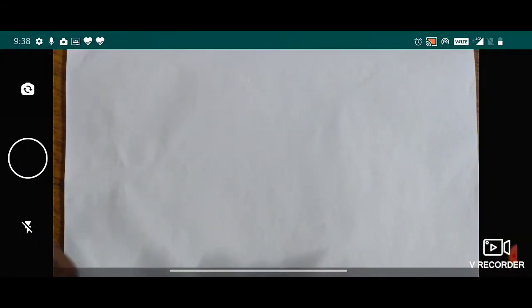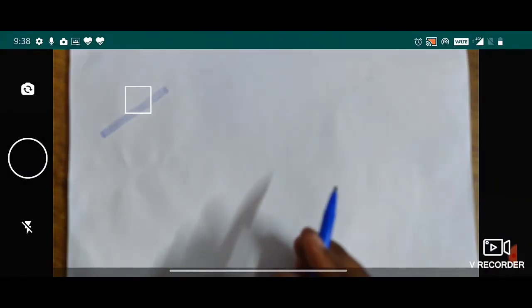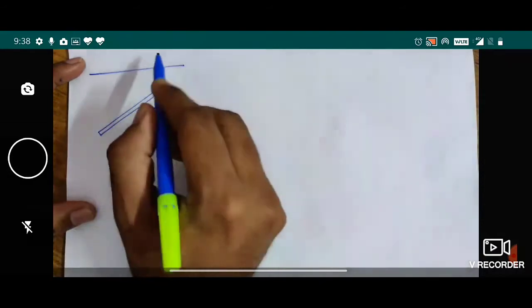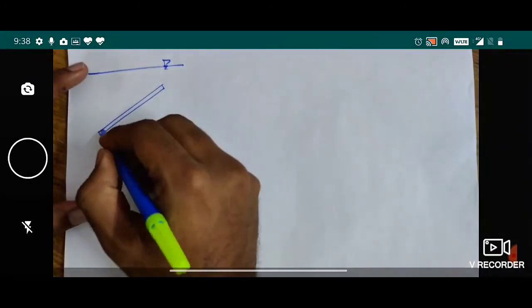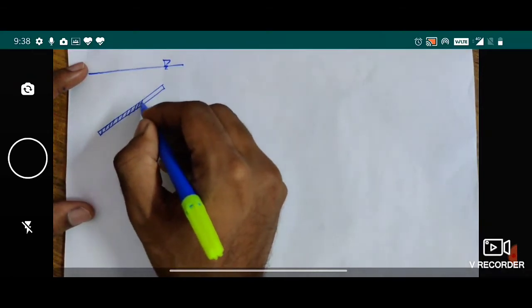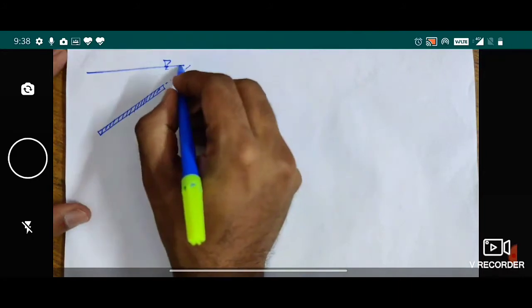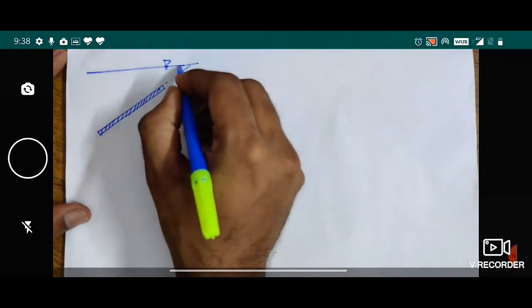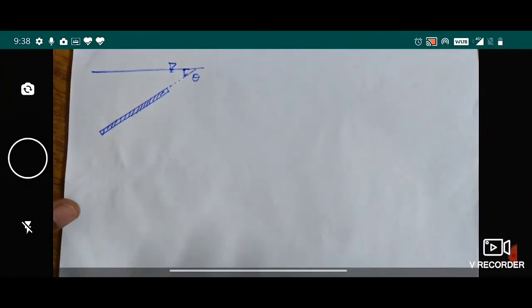Now coming to the third type of plane. You can keep the plane at an angle like this. Okay, this is your plane which is immersed in the liquid. This is the free liquid surface and your plane is at an inclination. It's not horizontal, neither vertical. It is at an inclination. Let this angle be theta. This is the angle theta.